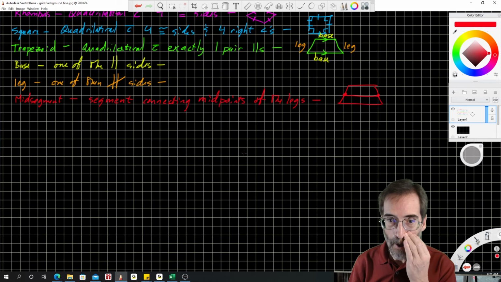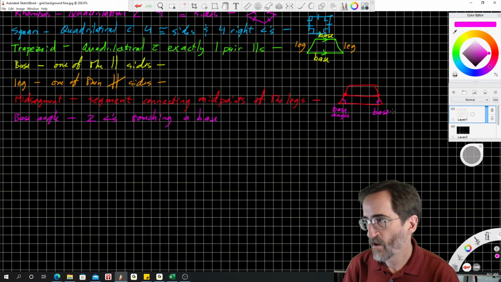All right, base angle. 2 angles touching the base, or touching a base. So this is a base angle, and this is a base angle. And in an isosceles trapezoid, which we're going to do next, the base angles are congruent. Isosceles trapezoid.